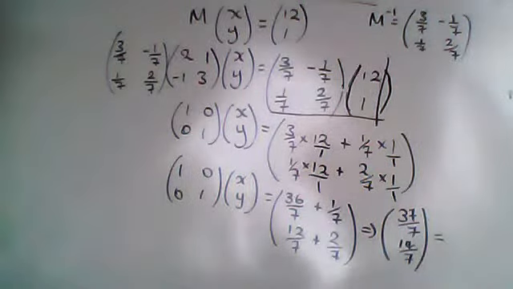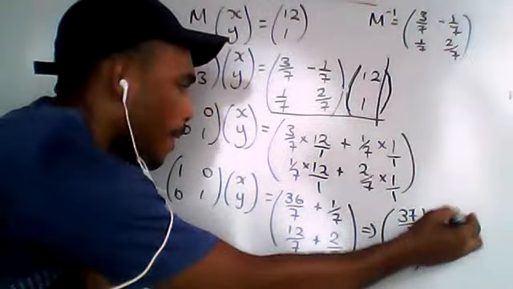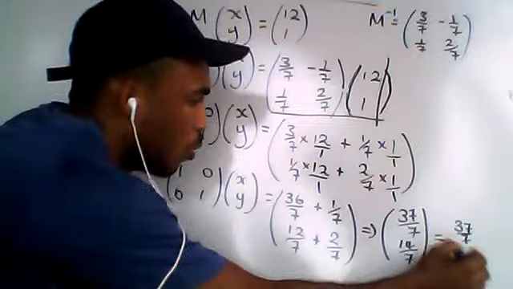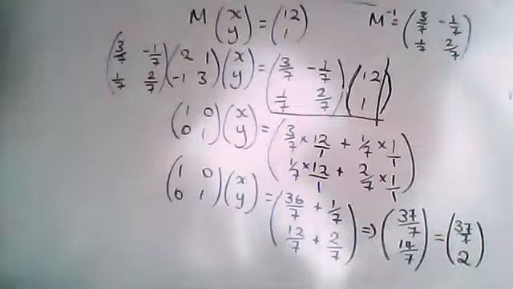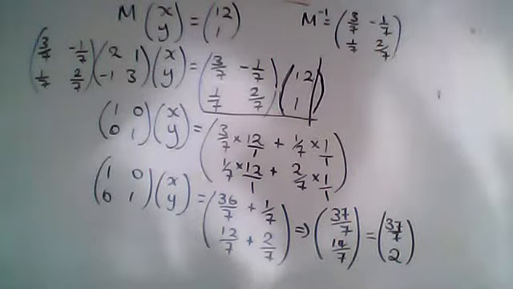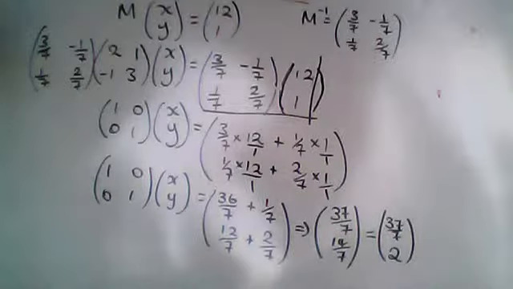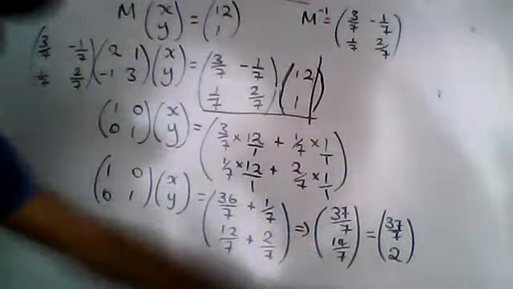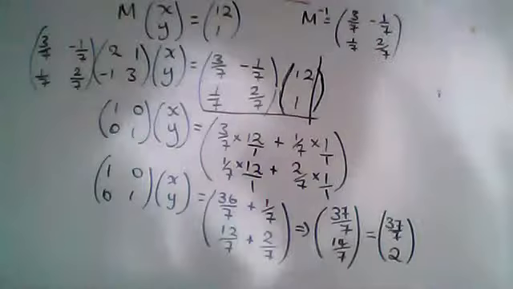So 37 over 7. Can we break that down any further? No, sir. So it's just 37 over 7, and this is 2 over 1, which is the same thing as 2. So that would be the solution for x and y. The value for x is 37 over 7 and the value for y is 2. Everybody get that?